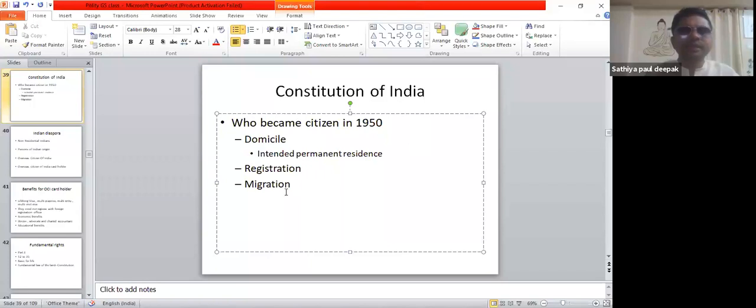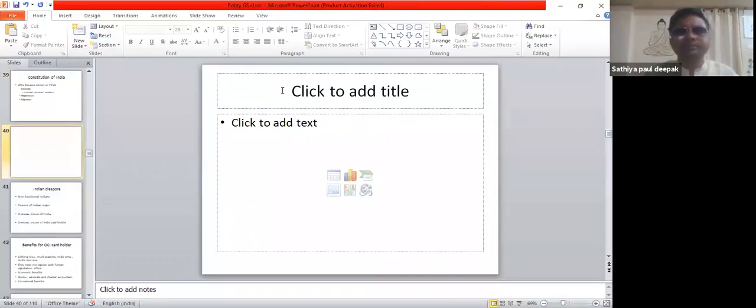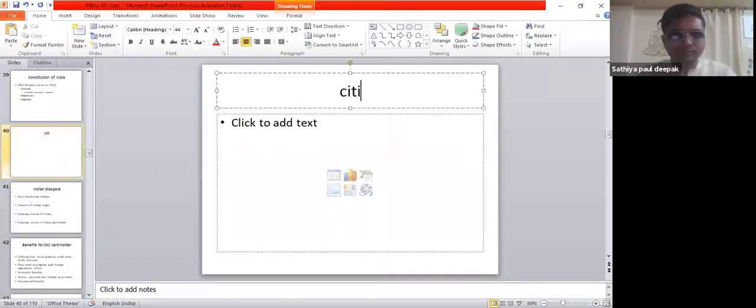Any doubts in this? Okay, now we have to talk about the Citizenship Act. Yes, migration is only from Pakistan. If people are coming from other countries, they should have had Indian origin. Then if they're returning to the country, they can register.